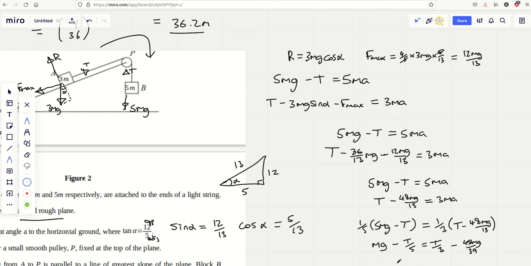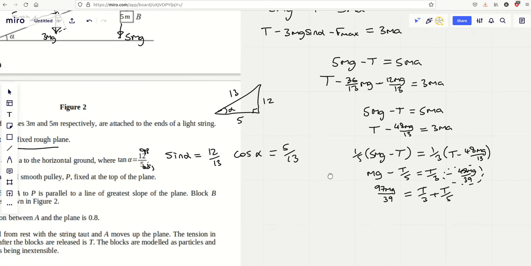Let's marry up the mg's. If you add an mg to that, you're going to get 39 plus 48, which is, what is that, 39 plus 48? I think it's going to be 97 mg over 39, and you can check that on a calculator. All I'm doing is adding this term here to mg, yeah, because mg is obviously 39 mg/39, and so I'm adding 48 mg/39 and getting that, and then I've got T/3 plus T/5. I can easily simplify those a little bit.